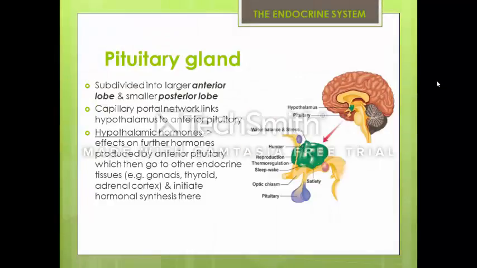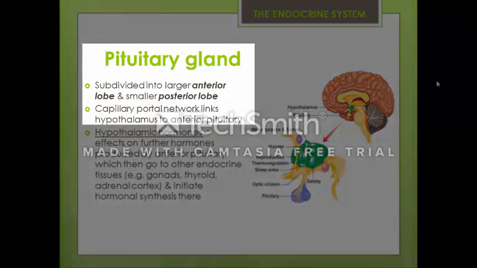The pituitary gland is a pea-like inferior extension of the anterior hypothalamus, and it's protected by a fossa in the underlying sphenoid bone of the cranial cavity. It is subdivided into the larger anterior lobe and a smaller posterior lobe.